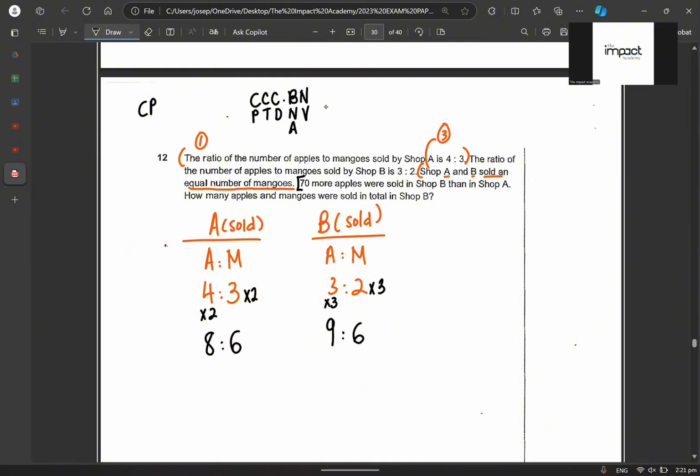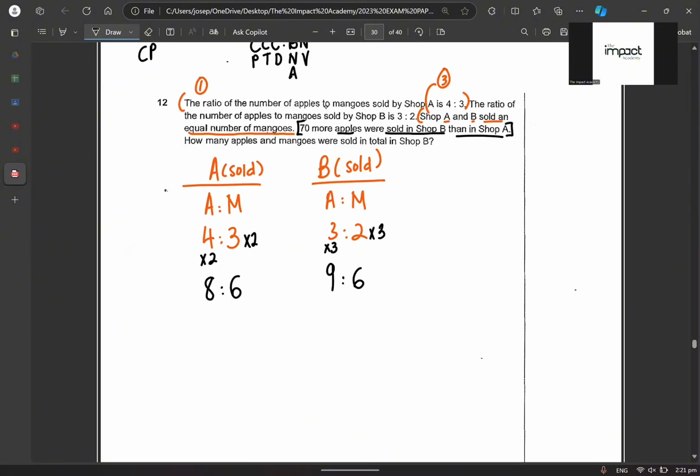They say that 70 more apples were sold in shop B than in shop A. Let's look at apples in shop B and apples in shop A. Can you see over here that there is a difference? How much is the difference? You can see that the difference is 9 units minus 8 units, which equals 1 unit, and 1 unit is equal to 70. Why am I subtracting? Because of the word more. Now, once we are done with that, we can read sentence number 3. In fact, sorry, sentence number 4.